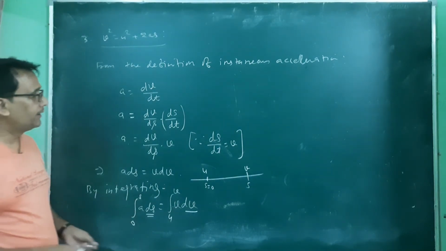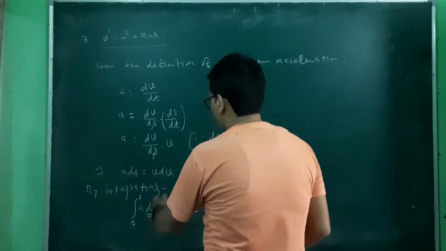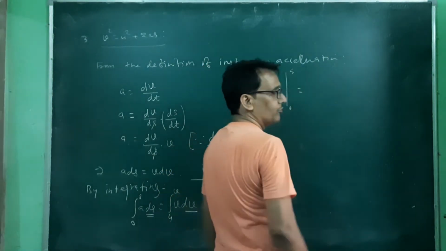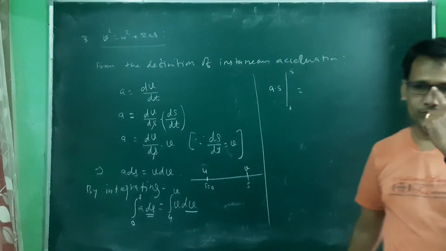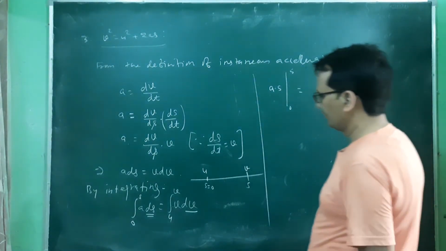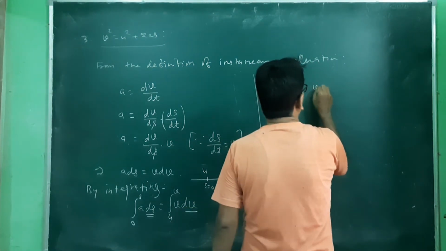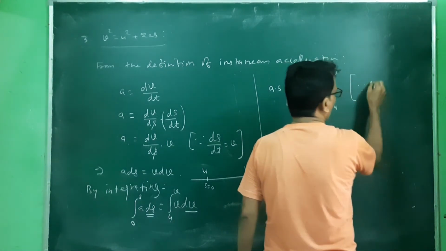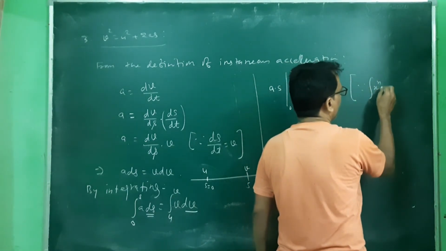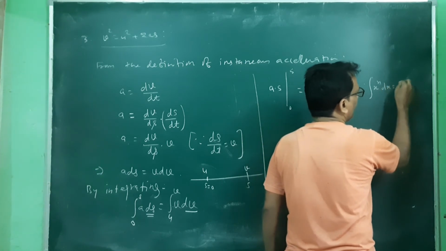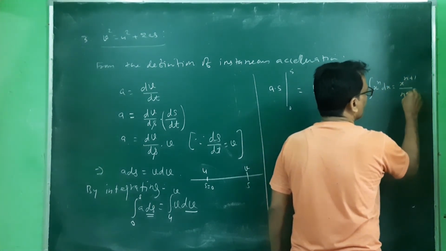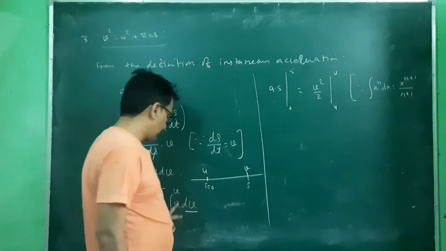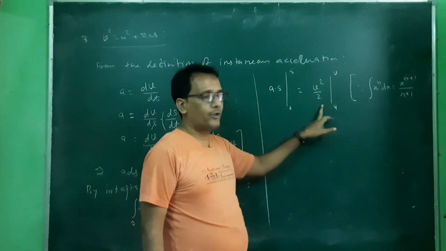Now we will integrate this. So that will be a multiplied by s from 0 to s, it is equal to v square by 2 from u to v. Again we will use the same formula, integration of x to the power n dx is equivalent to x to the power n plus 1 by n plus 1. Same formula. So here this power is 1. So we will have v square by 2.